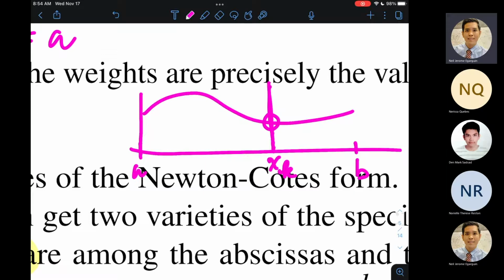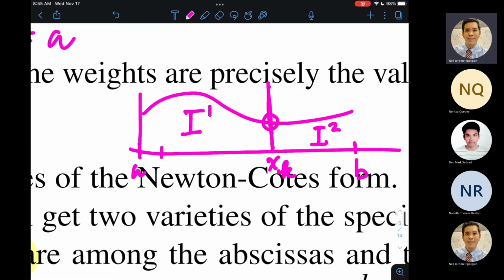Tapos sa dalawang sub-intervals na to, computin mo yung approximate number 1 kay integral, yung approximate number 2 kay integral, and then the actual integral will be I upper 1 plus I upper 2. Okay? Kaya lang again, kung gagamit ka ng closed formula, magfa-fail yun kasi hindi defined yung f of x sub k. Now, if you want to stick to this plan, ang gamitin mong integration formula ay open formula para hindi kasama si a at saka si x sub k dun sa integration abscissas. So, mangyayari, dito ka pipili sa interior ng n plus 1 data points. Tapos yun yung gagamitin mo dun sa quadrature rules.